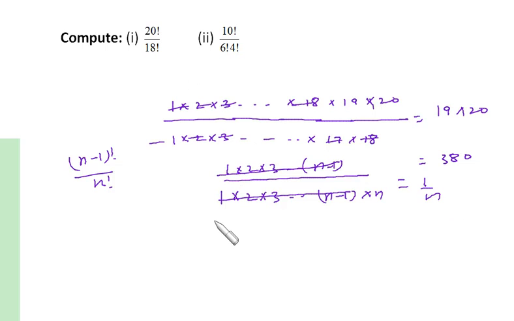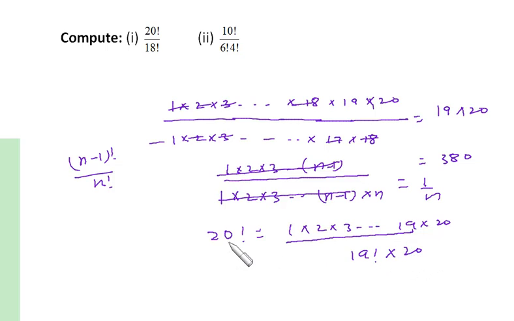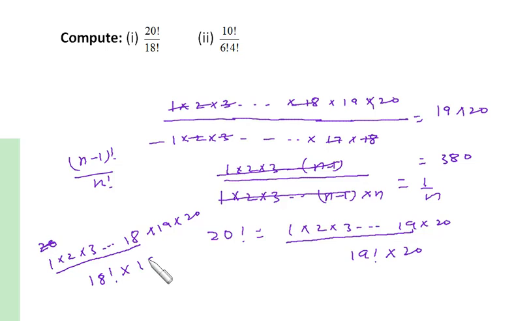So similarly, 20 factorial. 20 factorial is the product till 20. Now this is what? 1 into 2 into 3 till 19. So it will be 19 factorial into 20, right? So 20 factorial can be written as 19 factorial into 20. Similarly, 20 factorial is 1 into 2 into 3 till 18 into 19 into 20. Now this product can be written as 18 factorial, and this is 19 into 20. So we can present the factorial in various manners.